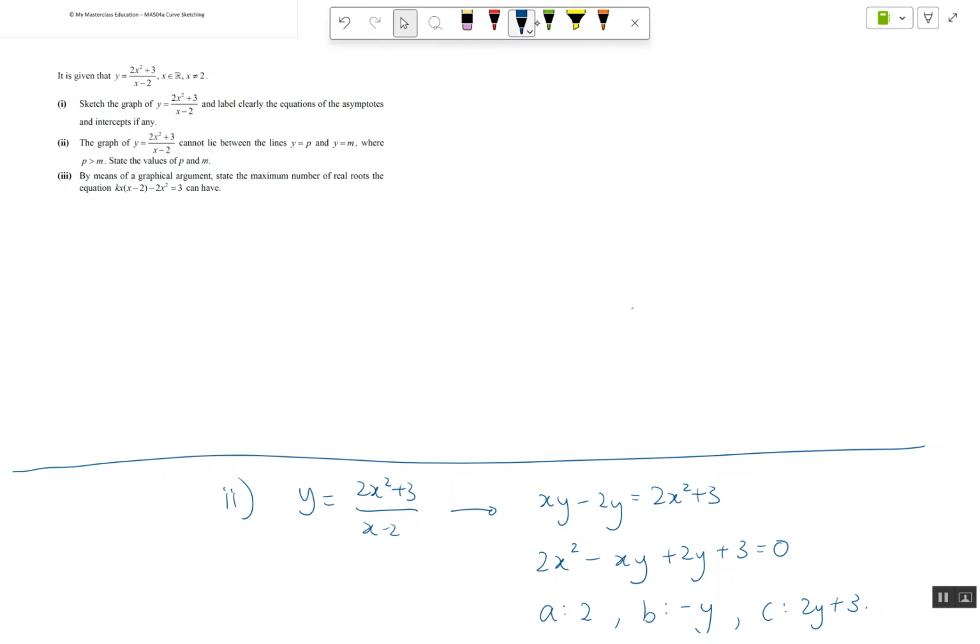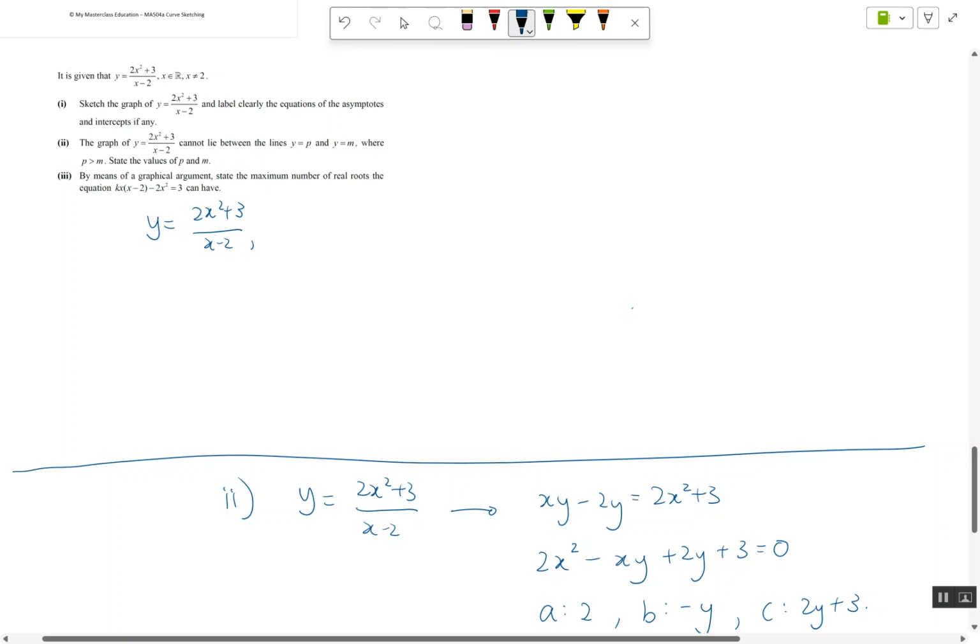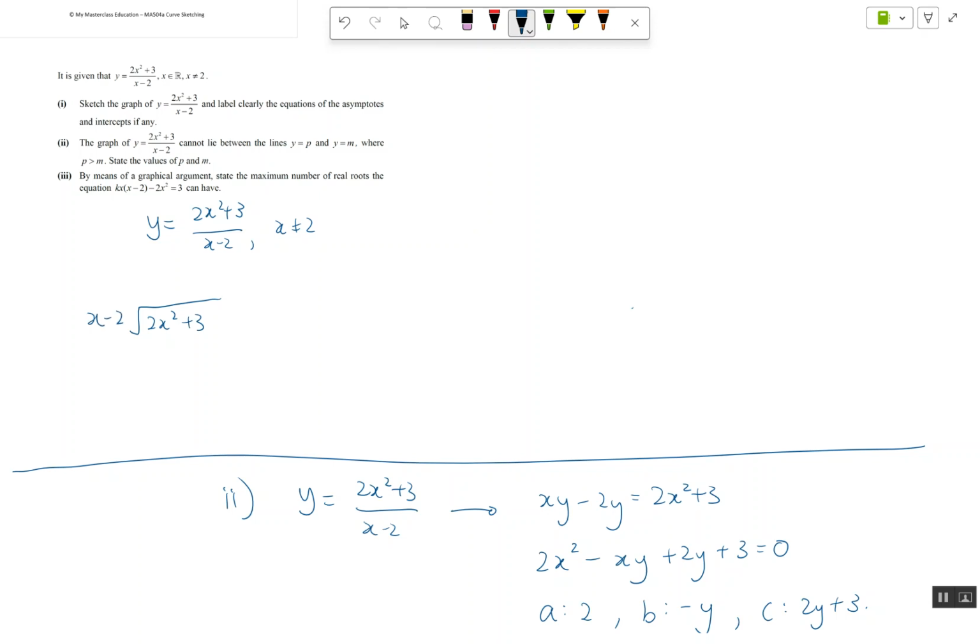When the question asks you to sketch a graph like this, y equals 2x squared plus 3 over x minus 2, x cannot be equal to 2. First thing, you see that the power of the numerator is squared. The power of the denominator is 1. So you have to do a long division.